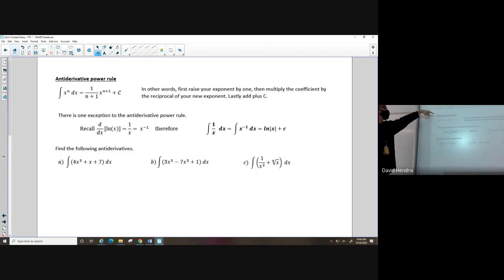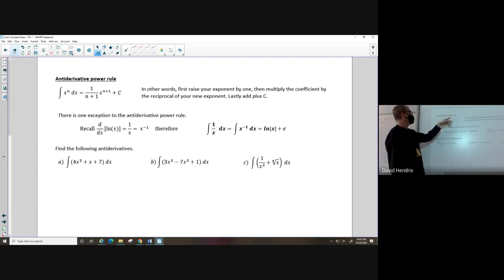So antiderivative power rule. This is it. Okay? So if you were taking the antiderivative of x to the n, what we're going to do is go up 1 power with the exponent, so x to the n plus 1, but then times the reciprocal of that new exponent, which is really 1 over that new exponent, right? So here it tells you in words. In other words, first raise your exponent by 1, then multiply the coefficient by the reciprocal of your new exponent, and then lastly, add plus c, for the constant that could have been there.